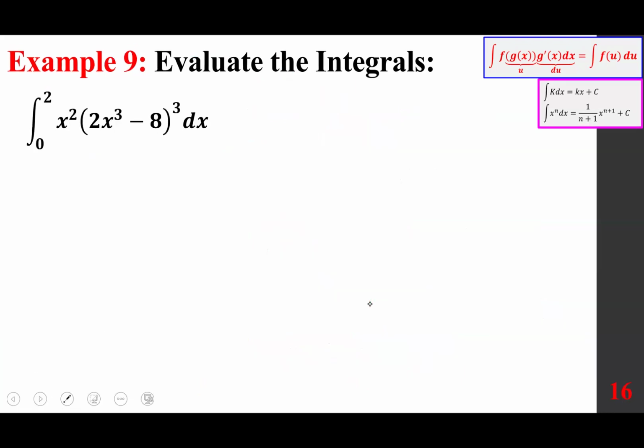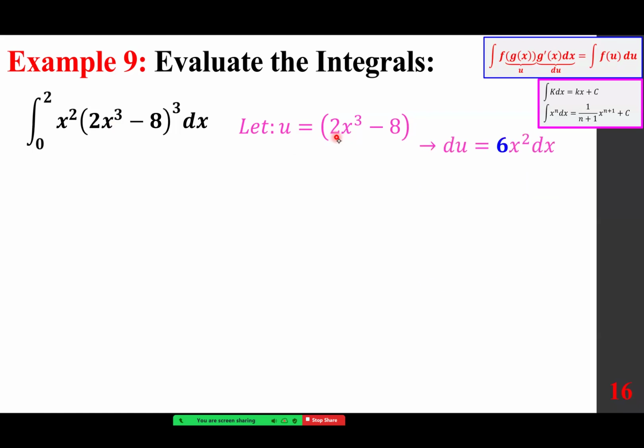All right. Let's take the integral of x squared times (2x cubed minus 8) quantity cubed dx from 0 to 2. We have a bunch of polynomials. The more complicated one, 2x cubed minus 8, is our choice of u. Its derivative, du/dx, is 6x squared. So du is 6x squared dx.